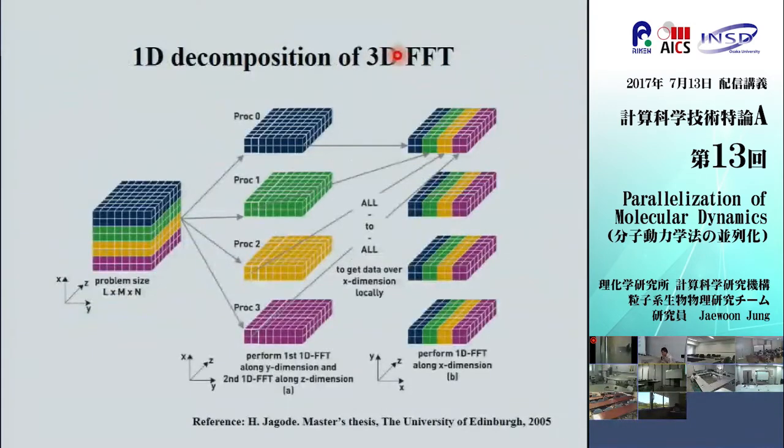So this is the overall way of FFT. First, we distribute the data in the X dimension. And each processor will perform Y and Z direction FFT. And after that, using all-to-all communication, we have the data in this way. And finally, we perform X direction FFT.